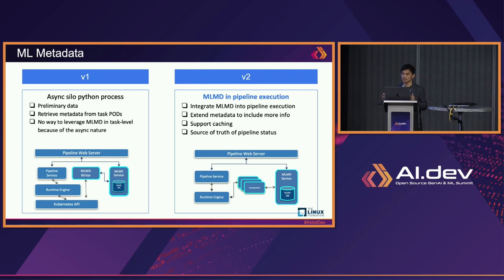For example, you can use the MLMD to support caching, because all the tasks' inputs and outputs are stored in the MLMD immediately after the task finishes. So if you have another task that depends on that finished task, you can immediately talk to the MLMD and grab that data. You can also support caching because when you spin up another pipeline run that asks for the same component with exactly the same parameters, you don't need to run that component again. You can just grab those results from the metadata and show them to the user.